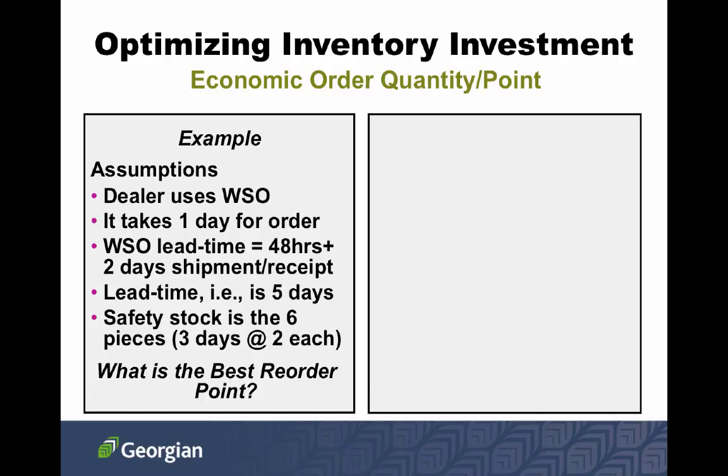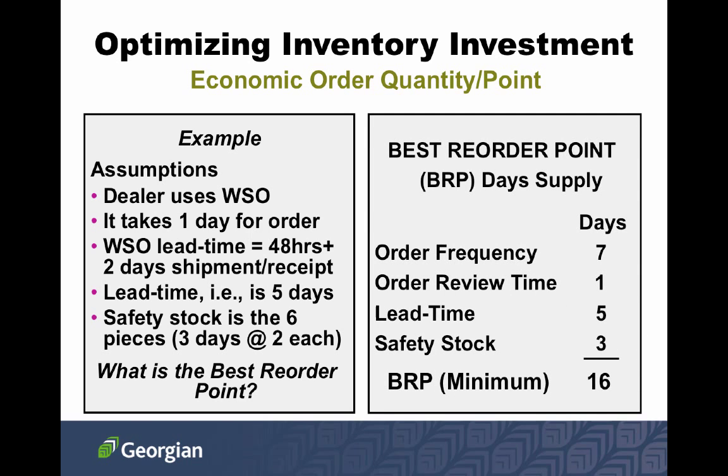So my lead time correspondingly is the day of the order submission, the 48 hours of delay before it gets shipped, and the 2 days shipment receipt. So 5 days. And for my safety stock, I'm using the previous 6 pieces, 3 days at 2 pieces each. So what is the best reorder point? My order frequency is a weekly stock order, so it's 7 days. My order review time is 1 day. My shipping lead time, as defined on the left, is 5 days, and my safety stock is 3 days. So my best reorder point minimum would be 16 days.